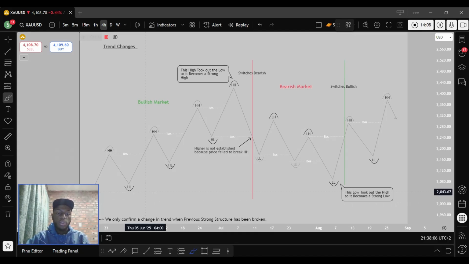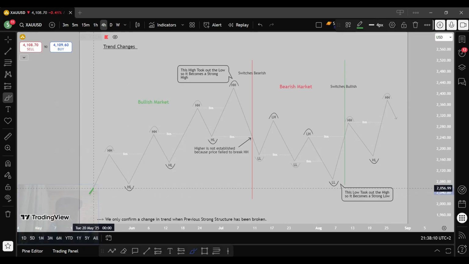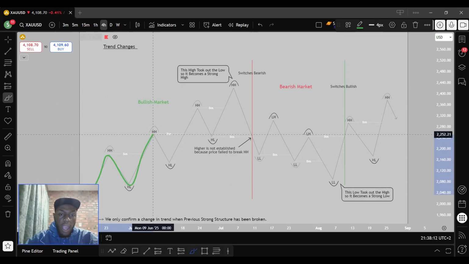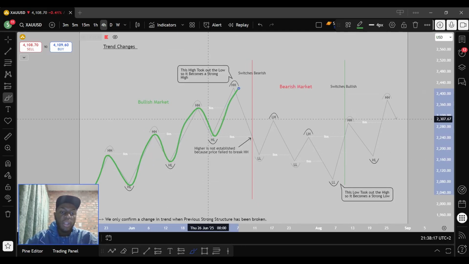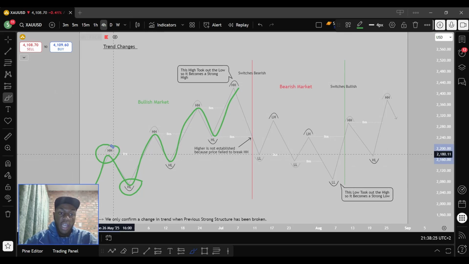We spoke about price in an uptrend making higher high, higher low, higher high, higher low, higher high, higher low, higher high, right? And our higher lows being the lowest point before the break of the previous higher high, right? And our higher lows being our strong structure because why? They led to the break of structure. You understand? The break of the previous higher high.